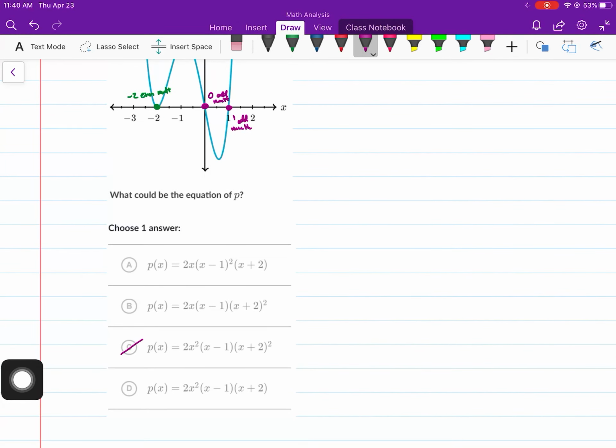So we're going to look at this real quick. 0 has an odd, so that means C and D are out, because notice x squared. It should be an odd multiplicity, so A and B are possible. Let's look at negative 2. So x plus 2 should be an even multiplicity because it's bouncing off there. So A is out. So B must be our answer. Just to double check, at 1, it has an odd multiplicity, and that checks off.